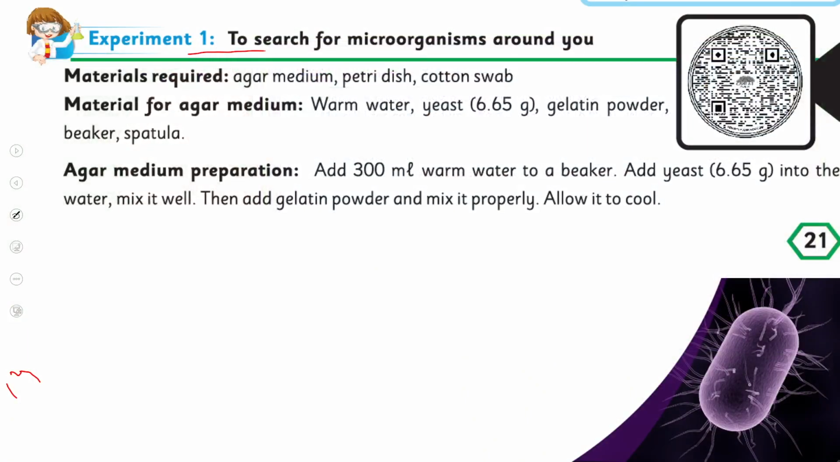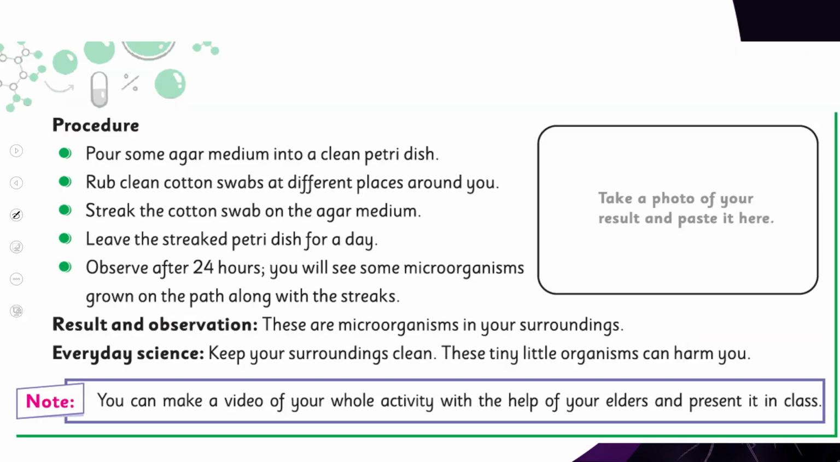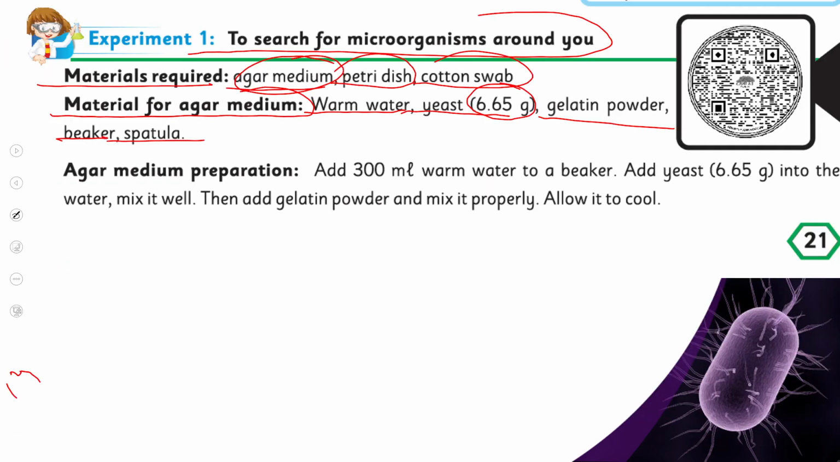So to search for microorganisms around you, the material that is required is agar medium, petri dish, cotton swab, and material for agar medium. The material required for agar medium is warm water, yeast which is 6.65 grams, gelatin powder, beaker, and spatula. So my dear students, what is an agar medium?